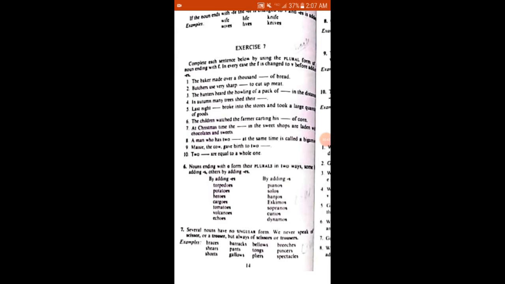In rule number 7, several nouns have no singular form. We never speak of a scissor or a trouser, but always of scissors or trousers. Braces, barracks, bellows, breeches, shears, pants, tongs, pincers, shorts, gallows, pliers, spectacles. So, in rule number 7, there are several nouns which have no singular form. We speak of them in a plural form.